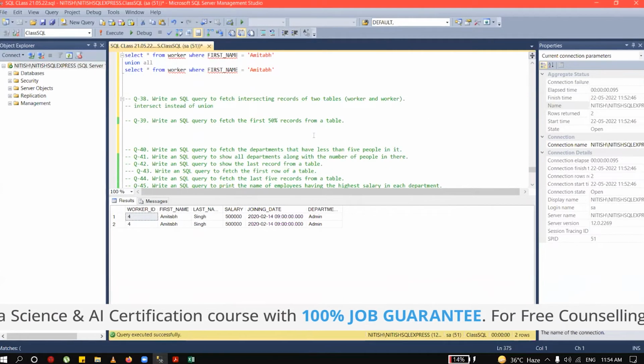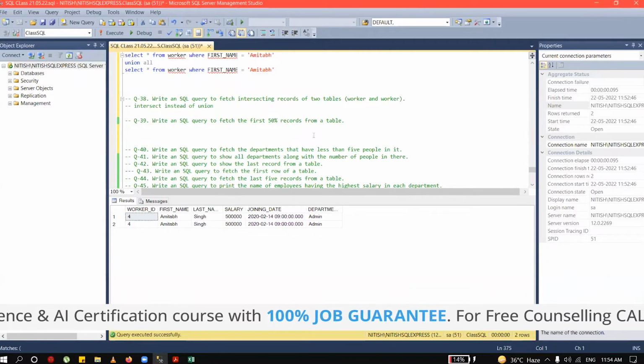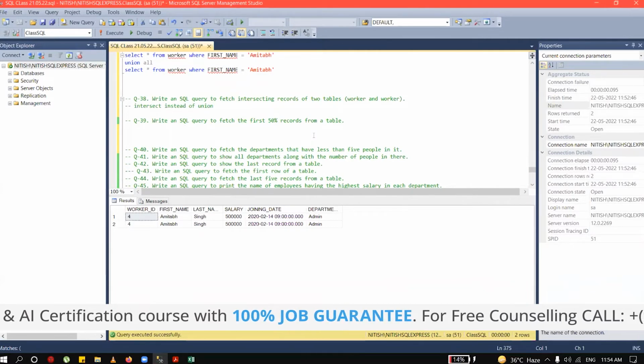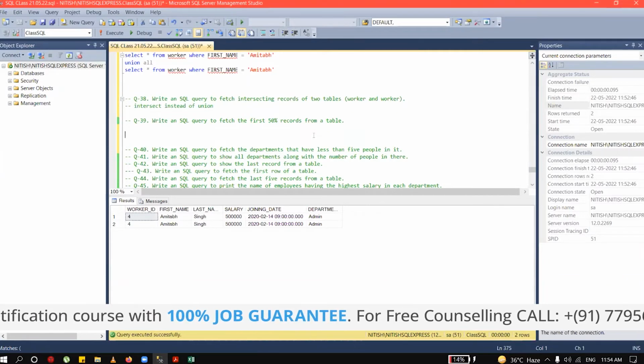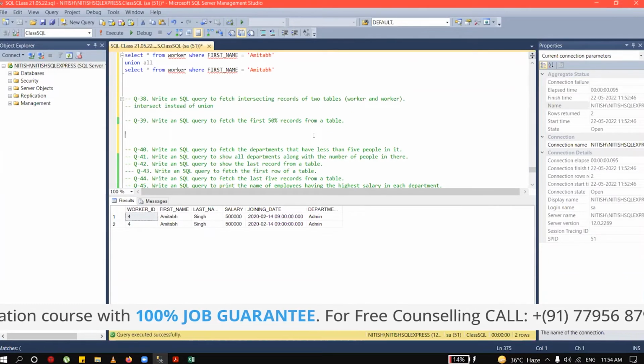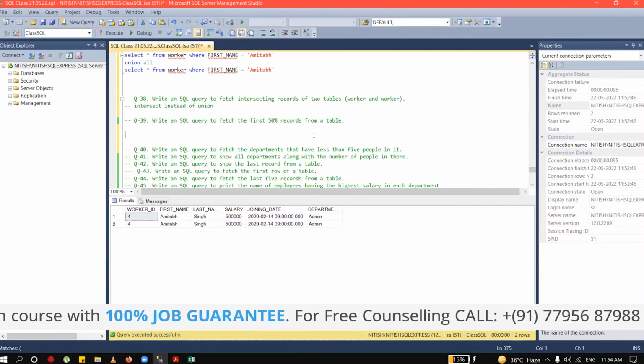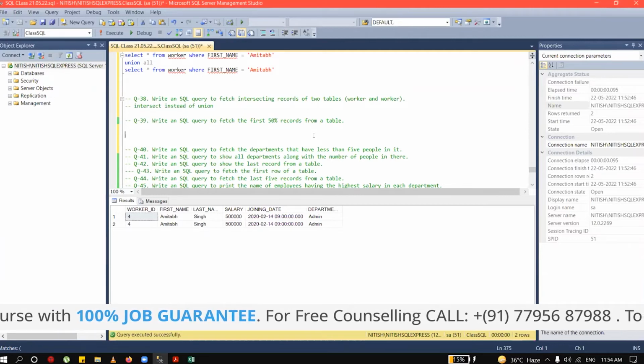Write an SQL query to fetch the first 50% of the table. Now 50% can be dependent on the size of the records. We are going to make use of the same thing that top you have, but instead of telling me the total number, this time I have to tell the percentage.